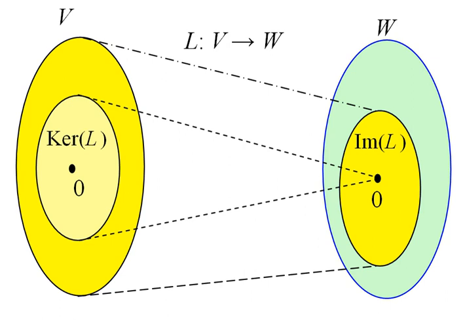It follows that the image of L is isomorphic to the quotient of V by the kernel: im L ≅ V / ker L. This implies the rank-nullity theorem: dim ker L + dim im L = dim V, where by rank we mean the dimension of the image of L, and by nullity that of the kernel of L.